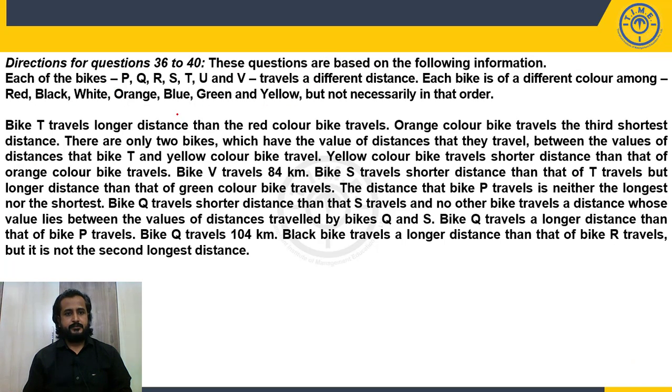Last 36 to 40. Comparisons and distribution. Each of the bikes P, Q, R, S, T, U and V travels a certain distance. Each bike is of a different color among red, black, white, orange, blue, green and yellow, but not necessarily in that order. So we have given the information. We need to identify which bike has traveled the longest distance, which traveled the shortest distance. And also we should identify the color of each bike. Okay, colors are given. Red, black, white, orange, blue, green and yellow. Fine. Let's see.